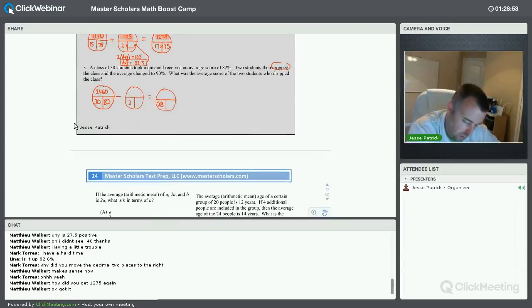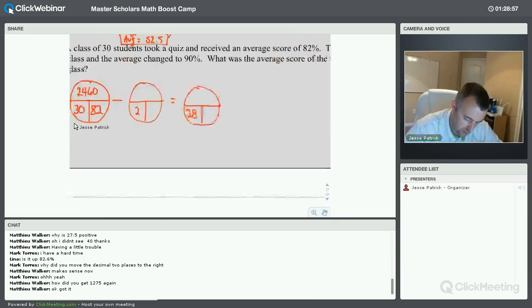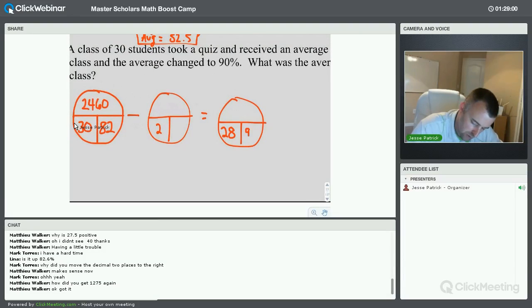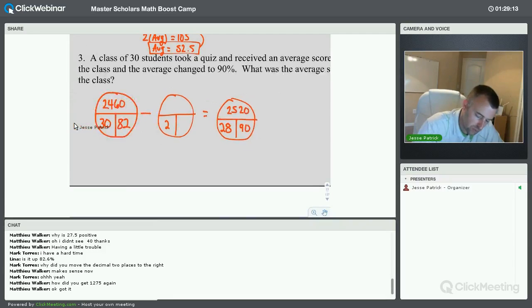Okay. Now, two students dropped the class. The average changed to a 90%. So the average of those 28 students is now a 90. Again, they're giving me that number. So let's multiply those two numbers together, 28 times 90, and my total is going to be 2520. Just like the problem before, I have a total minus some number, that's the difference, and that's going to give me 2520.